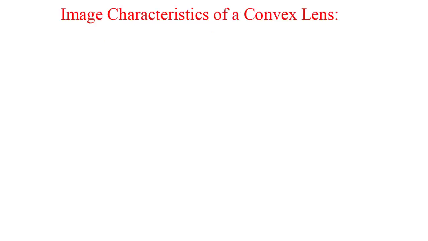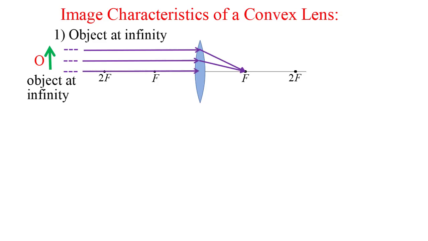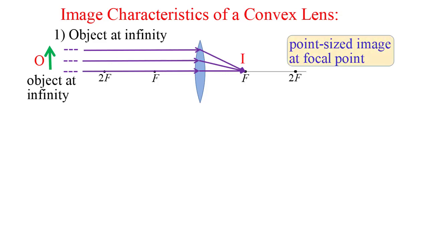Let us see some image characteristics of a convex lens. If the object is at infinity, this ray converges to the focal point. This ray once again converges to the focal point. This ray also converges to the focal point. So the image is created at the focal point, and this image is a point-sized image at the focal point.